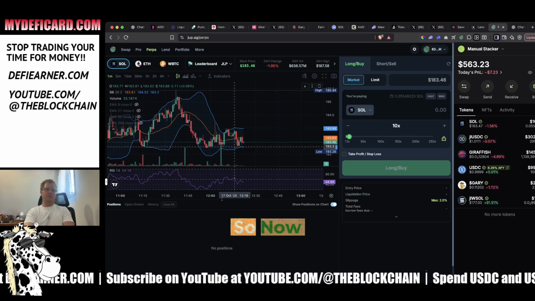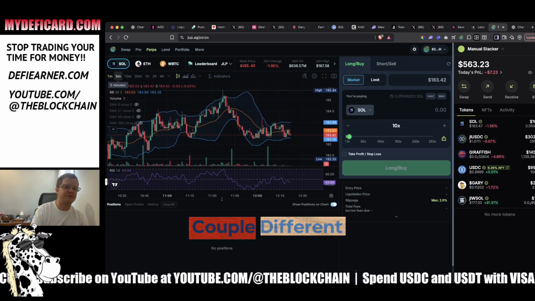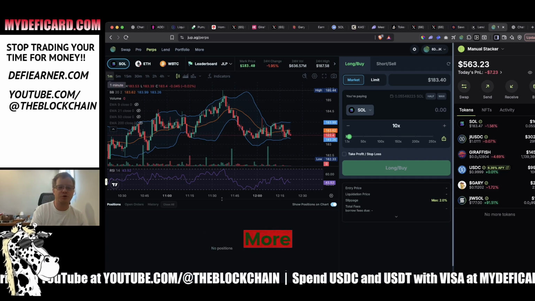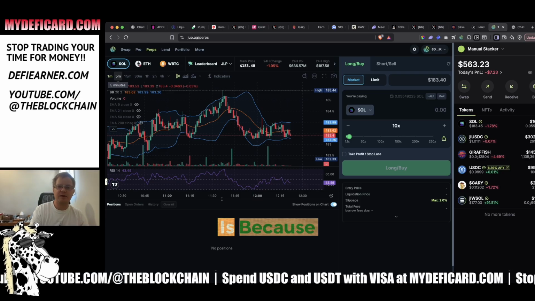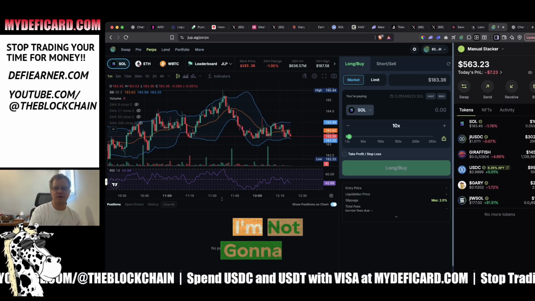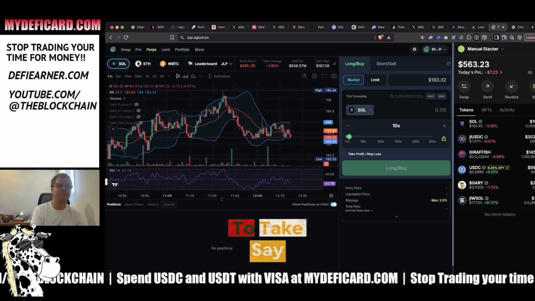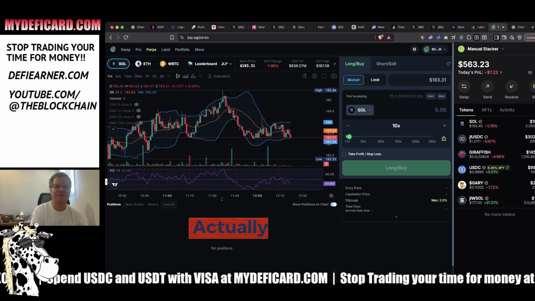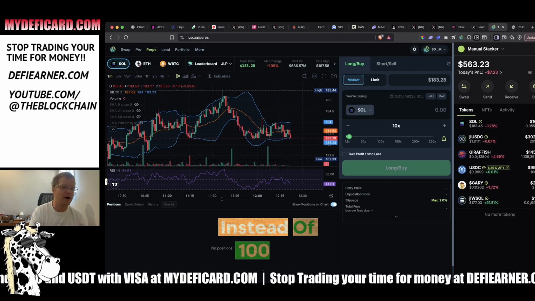Now, I also have a couple of different time frames here, and I'm looking at something from short term to long term. It doesn't really matter, because I'm going to use 10x leverage. I'm not going to go crazy with leverage. Leverage means that if I take, say, $100 and do 10x leverage, I'm actually trading with $1,000 instead of $100.